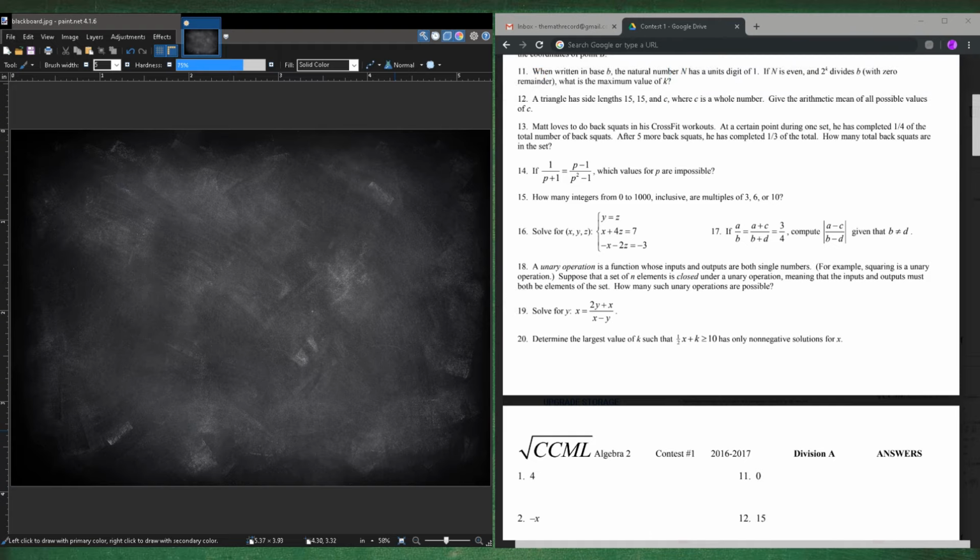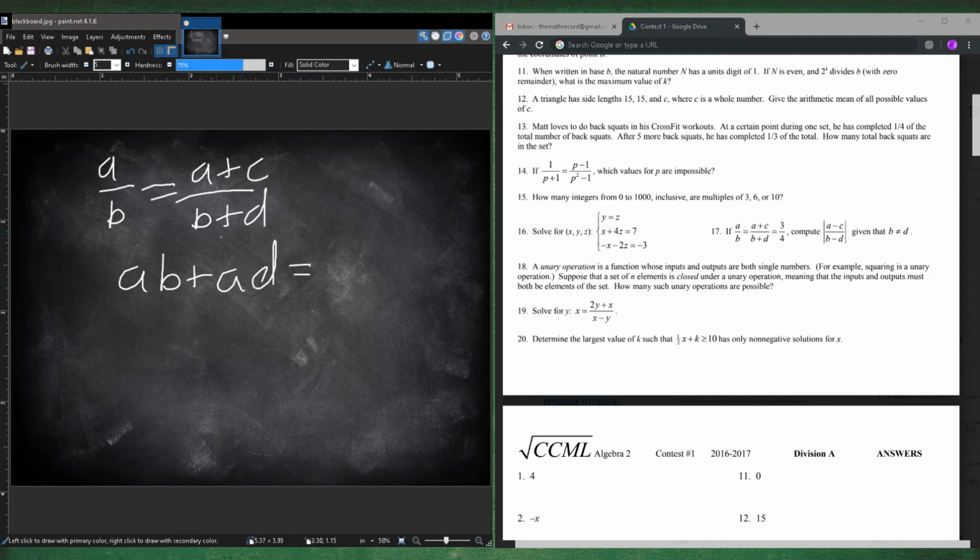Question 17. If a divided by b is equal to a plus c over b plus d equals 3/4, compute the value of a minus c divided by b minus d, given that b is not equal to d. Okay. So a divided by b is equal to a plus c over b plus d. Multiply them out, so you get AB plus AD is equal to AB plus BC. AB here is recorded twice, so cancel those out. So you get AD is equal to BC, right?